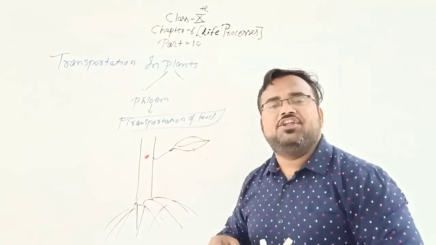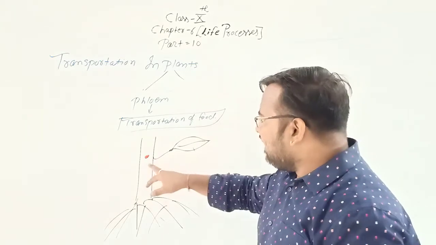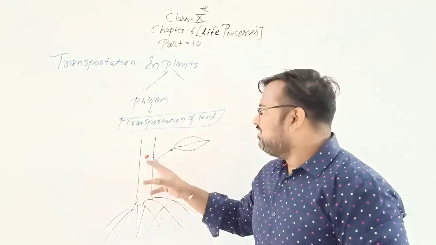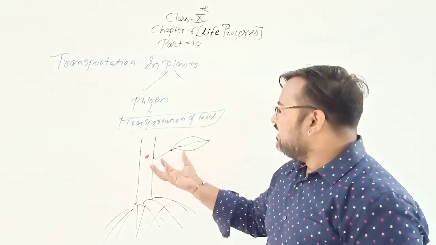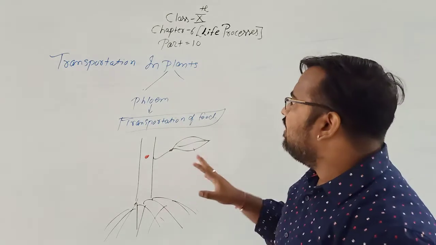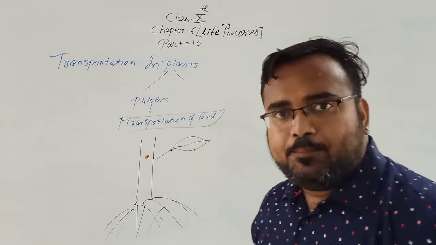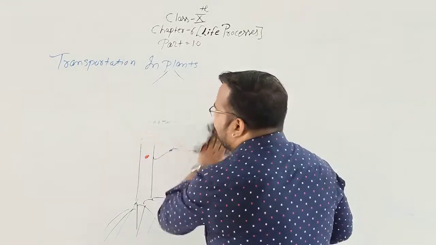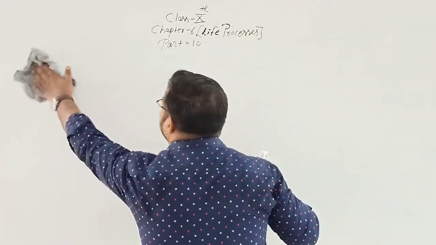Then it will get dissolved and mixed with that water, and that dissolved food is transported to all parts of the plant. So this is the way transportation is done in plants: the transportation of water, minerals and food. Xylem performs the transportation of water and minerals, and phloem performs the transportation of food.